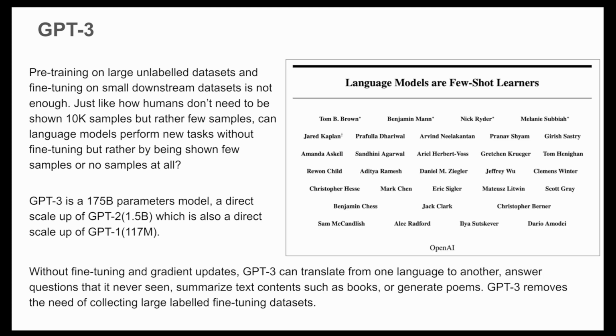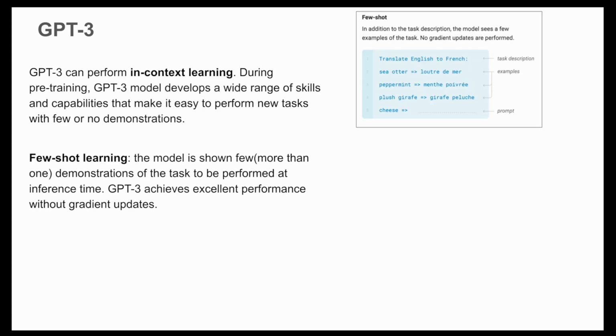Without fine-tuning and without performing any gradient updates, GPT-3 can translate from one language to another. GPT-3 can answer questions that it has never seen. GPT-3 can summarize text content such as books. GPT-3 can generate poems, and GPT-3 just removed the need of collecting large labeled fine-tuning datasets.